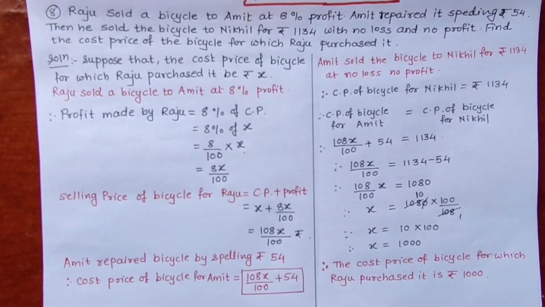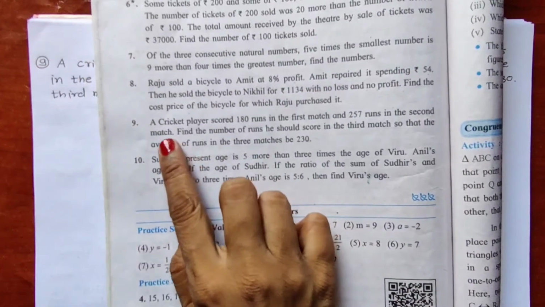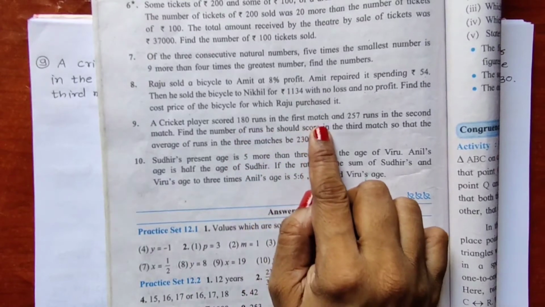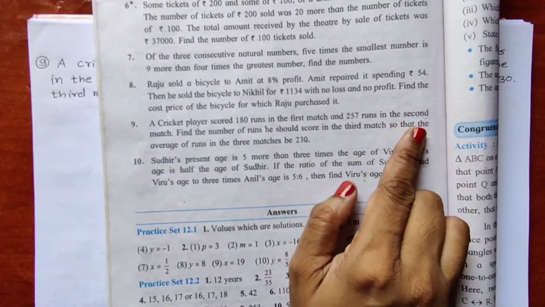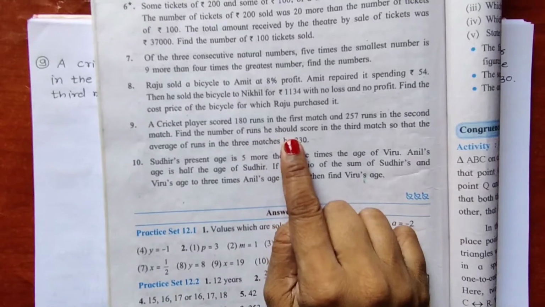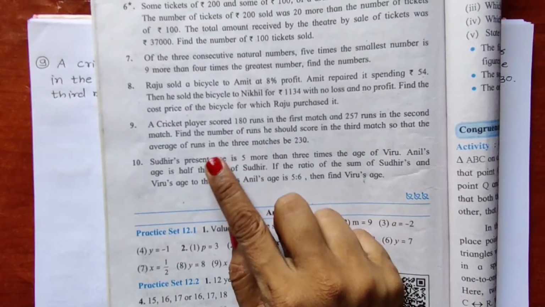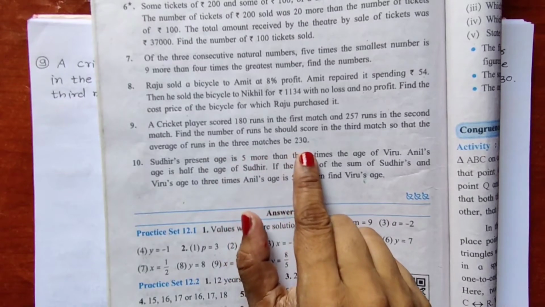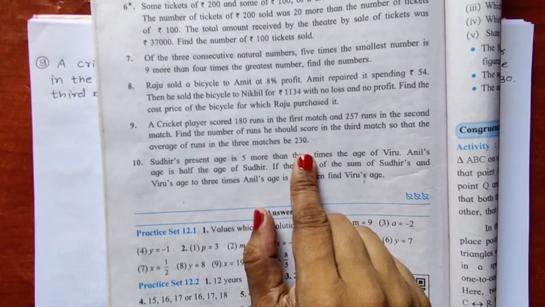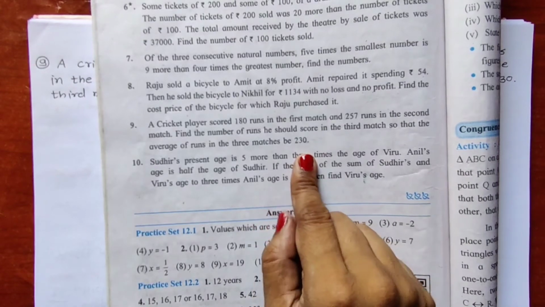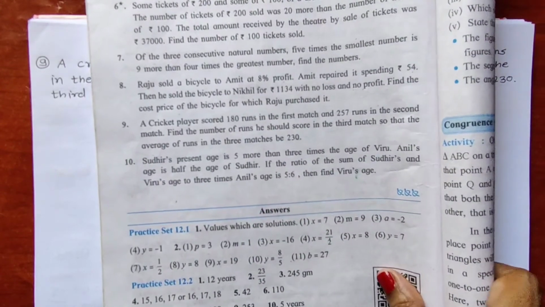In this way we can solve this full sum. Now let us see question number 9. A cricket player scored 180 runs in the first match, 257 runs in the second match. Find the number of runs he should score in third match so that the average of runs in the 3 matches be 230.